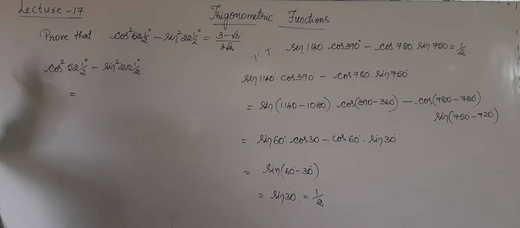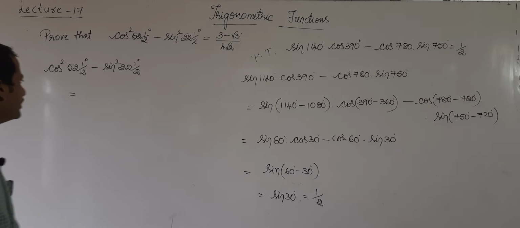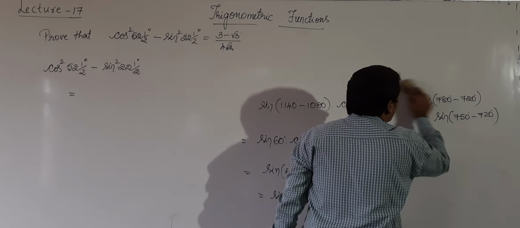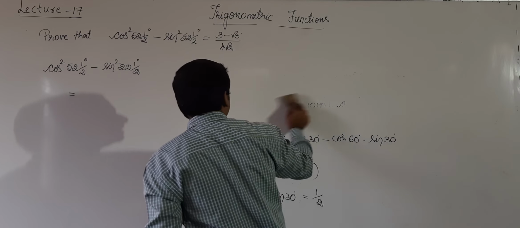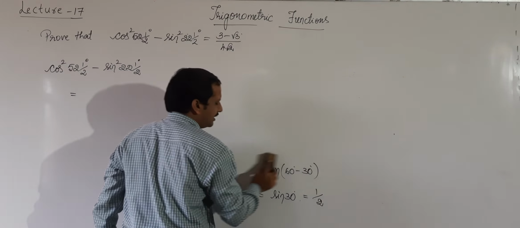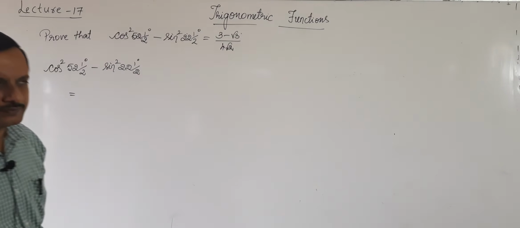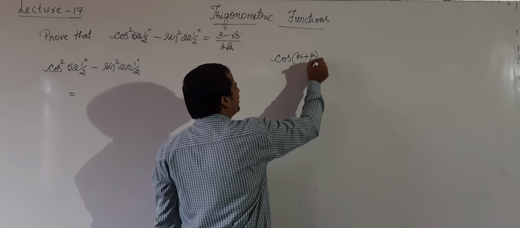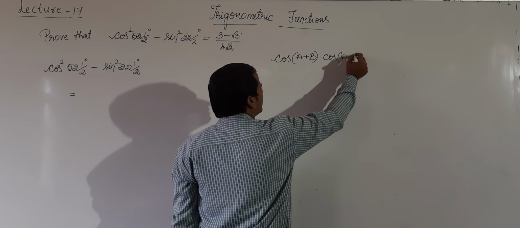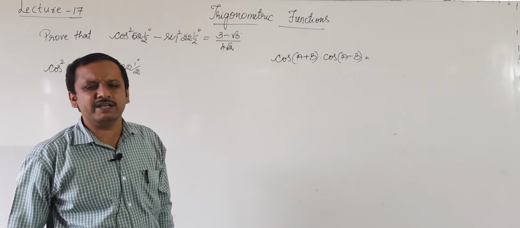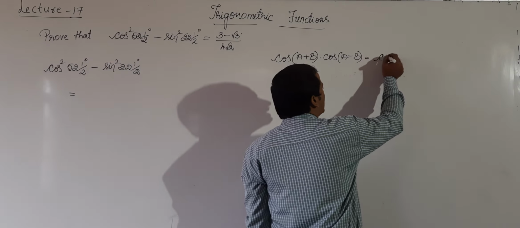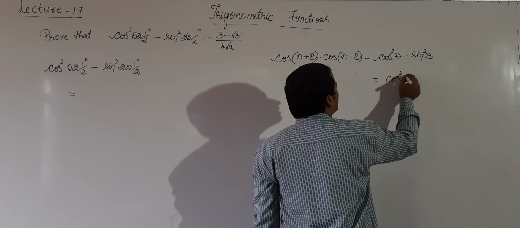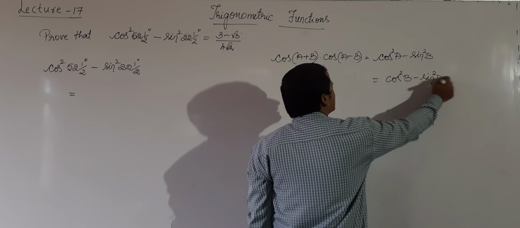So, when we look at this expression, does any formula come to your mind? Can we use any of these formulas, cos of A plus B, cos of A minus B, sin of A plus B, sin of A minus B, anything like that? No? Look at this formula, cos of A plus B into cos of A minus B. Today only I have derived this formula. This is equal to cos square A minus sin square B, or it is also equal to cos square B minus sin square A, right? This is the formula we have.